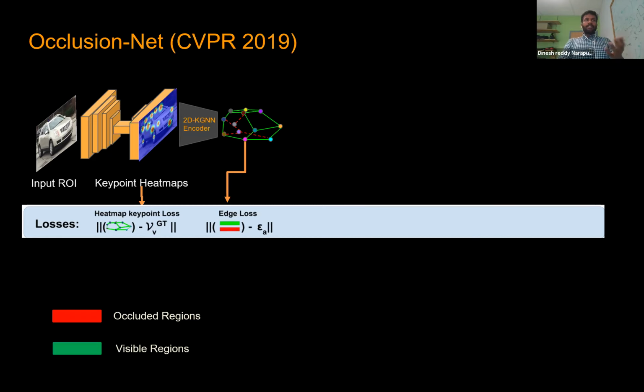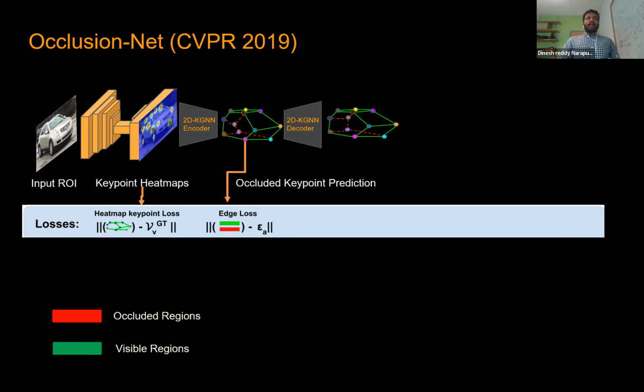And this we call an edge loss. Edge loss is the difference between the visible and the occluded regions. Once we have this, we are able to run a 2D KGNN, which corrects the localization of the occluded regions. As you can see, here we have these regions wrongly predicted, but using our graph correction network, we are able to correct these occluded regions.